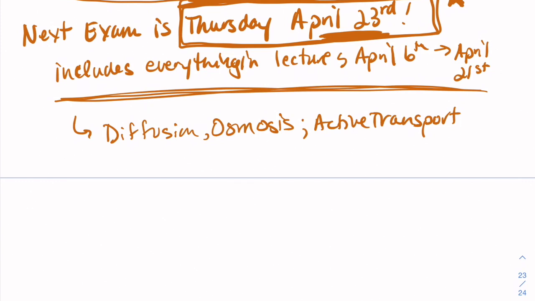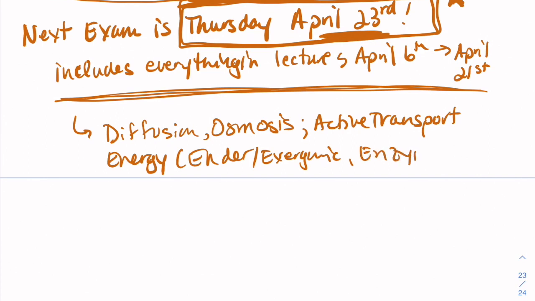And then also we got into energy. So all the stuff on energy that we have talked about so far, endergonic and exergonic stuff and enzymes, ATP, oxidation, reduction reactions, all that stuff will be on it, including what's on today.